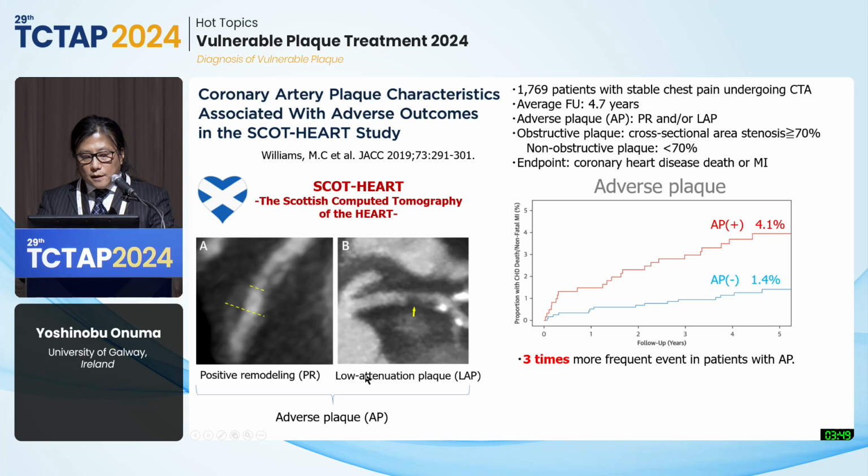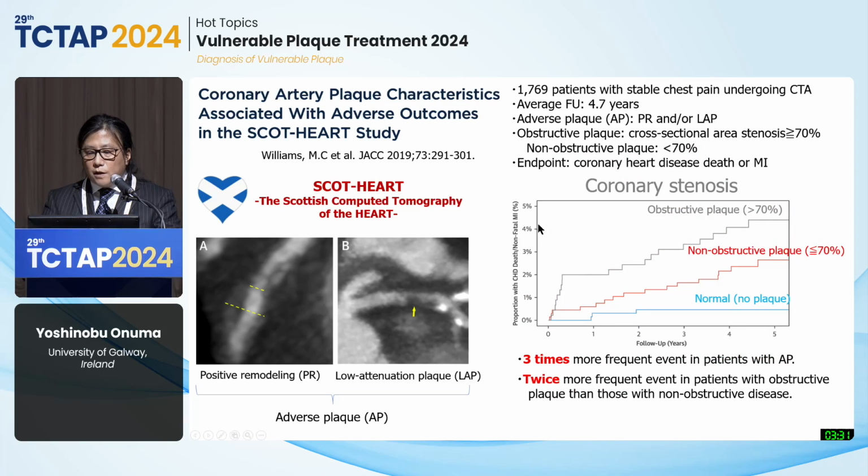These were also confirmed with the SCOT-HEART study. You see that the patients were classified according to the presence of the adverse plaque, which was positive remodeling and/or low attenuation plaque. The patients who have this adverse plaque have more events, 3 times more frequent events, which is death or myocardial infarction, compared to the ones who don't have the adverse plaque.